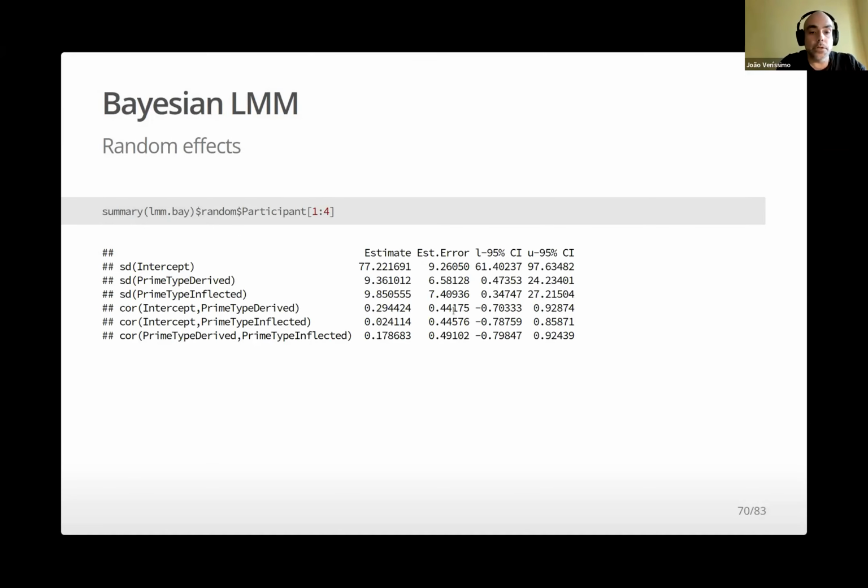All of these things are accompanied, of course, by confidence intervals as well, which we didn't get in the frequentist model. So I can look at the variation across subjects, the random slope for derivational priming, and I have not only the estimate of 9 milliseconds of standard deviation, but some bounds, credible intervals that tell me how big or how small this variation could be. It's actually very uncertain as well. So we can see that it goes from basically 0 to 24 milliseconds, but we can see that it is not really different between the two conditions, derivational and inflectional.